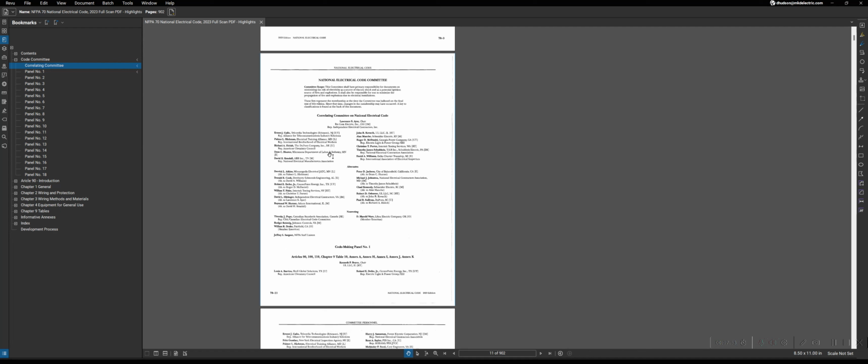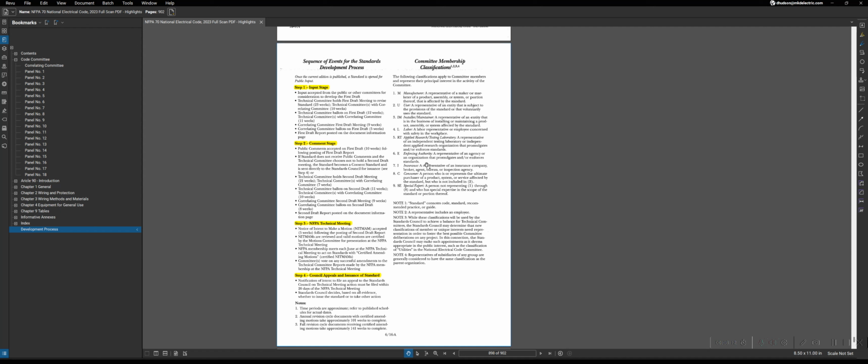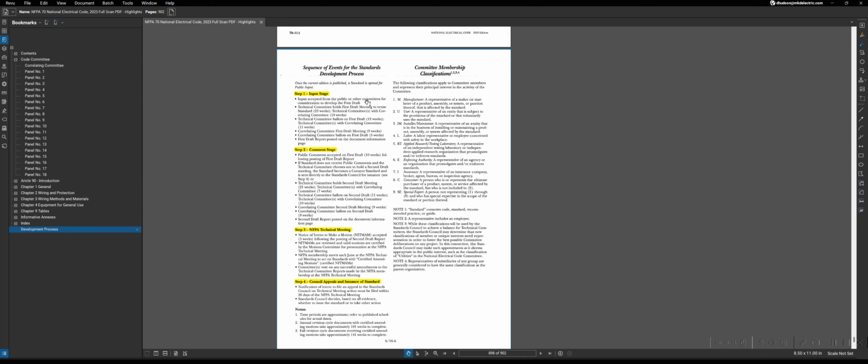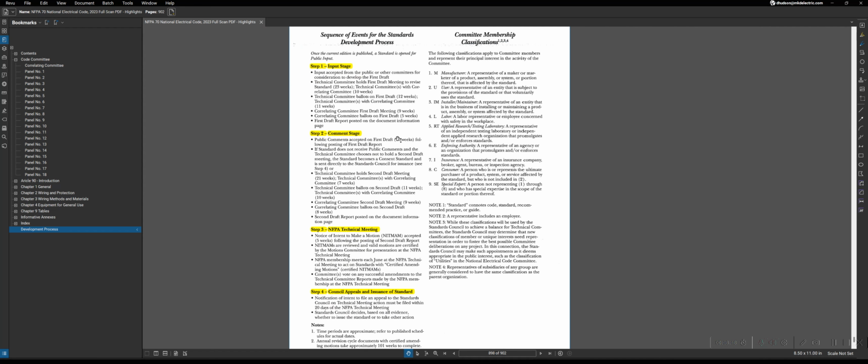Now, as I had mentioned previously, the code-making panels do not actually come up with the idea for the rules in most cases. You can actually see, if you go towards the end of your NEC, page 898 here, there is a process by which rules or standards are placed into the NEC, and it begins with what is called public input. Every rule in the NEC actually began as a suggestion by the public. So if we see here in step number 1 for the input stage, again, this is the sequence of events for the standard development process, the very first item is that the input is accepted from the public or other committees for consideration to develop the first draft. So in other words, without getting into too much detail of every step, the NFPA receives input from the public for suggestions or recommendations for new rules or changes to the NEC.